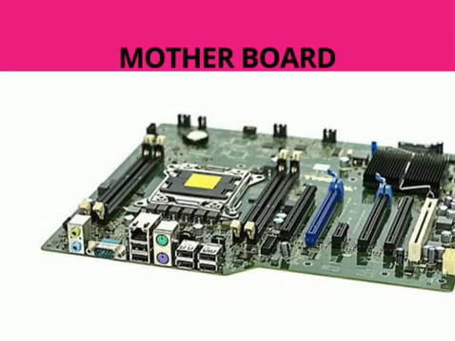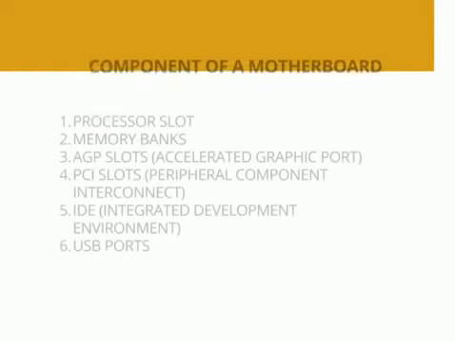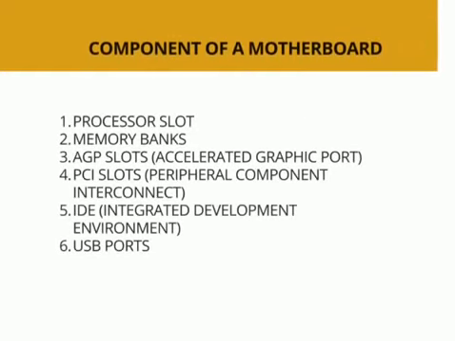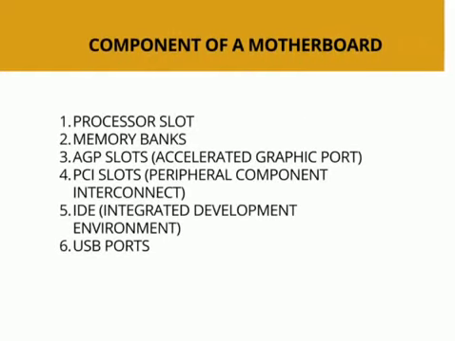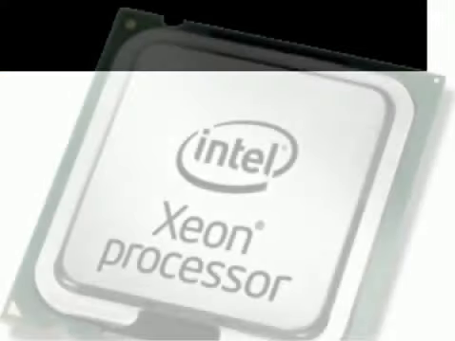It receives all connections. Components of a motherboard include the processor slot, the memory banks, and the AGP slot. AGP means Accelerated Graphics Port. The PCI means Peripheral Component Interconnect, then IDE, Integrated Drive Electronics, and the USB ports. All this is what makes up the motherboard. Just like your mom, it is in charge of everything that goes on in the computer.